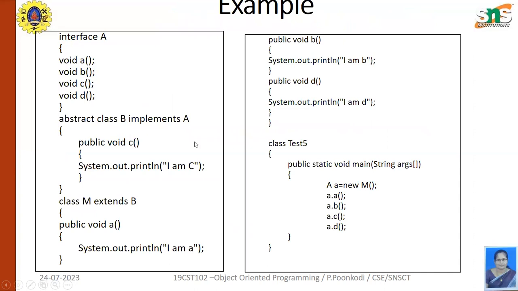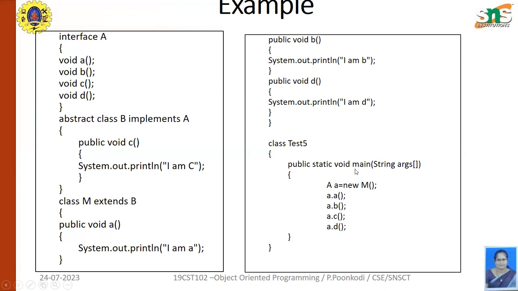This is another example for the interface. Interface A has method names A, B, C, D. Abstract class B implements A. Here it is the abstract class. Next one is class M. It extends B. It prints I am A, likewise I am A, and the next ones are void B and void D. So this is the normal class, and this is the abstract class.